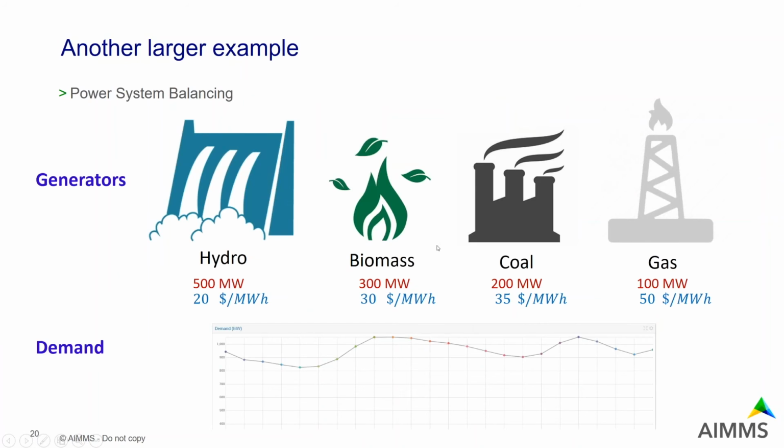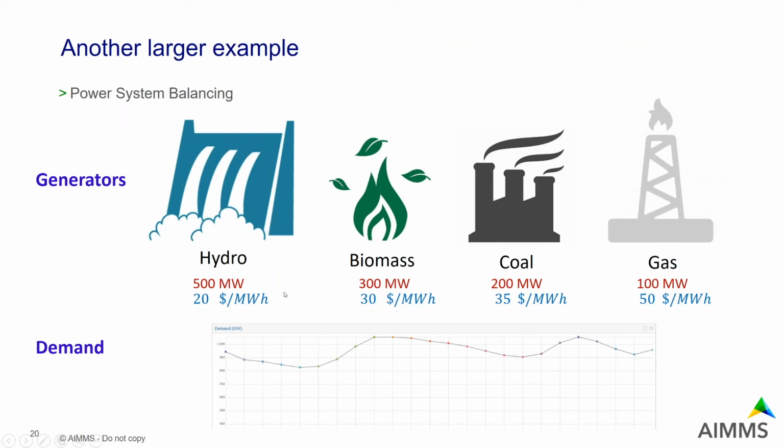Now let's try those kind of values on a larger example. So I wanted to show you by the end of this webinar a nice example of a power system balancing optimization model. So in this model we have four types of generators, so hydro, biomass, coal and gas, which is typically a system that we could have.